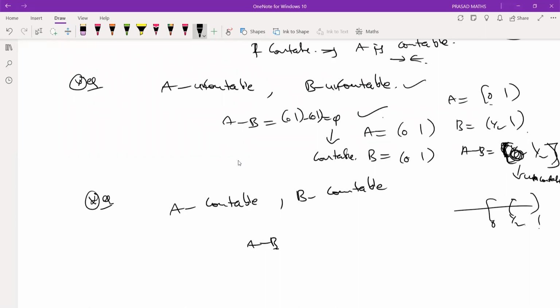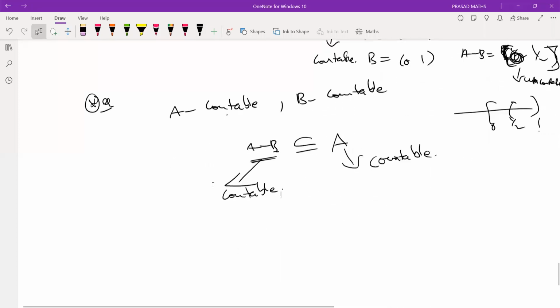Okay, here A countable, B countable. What is A minus B? Countable, right? Because A minus B is always a subset of A. As you know A is countable, so a subset of a countable set is always countable. Therefore A minus B is countable. Is it clear? So we have seen 4 cases: A countable, B countable; A uncountable, B uncountable; A uncountable, B countable. We have seen all possible cases.